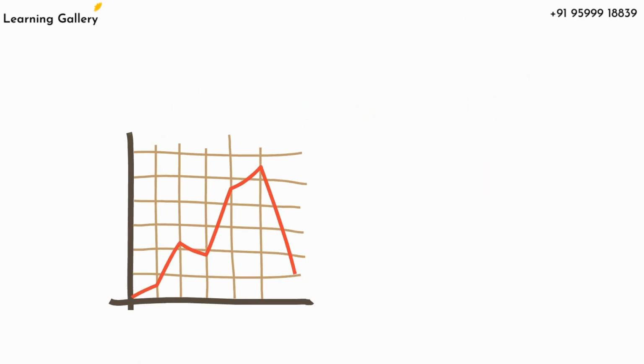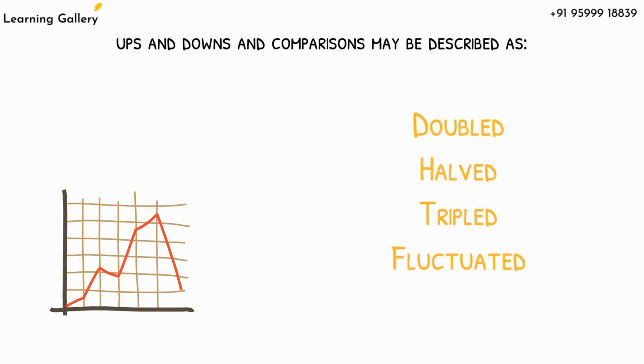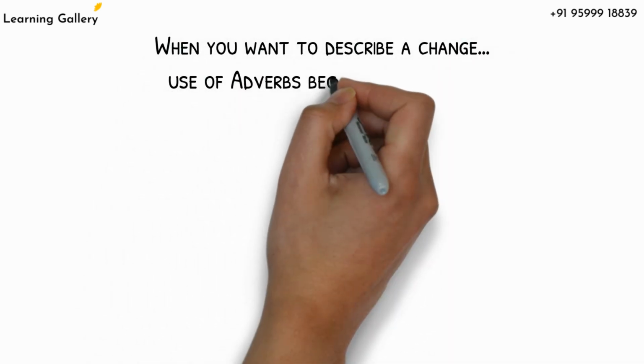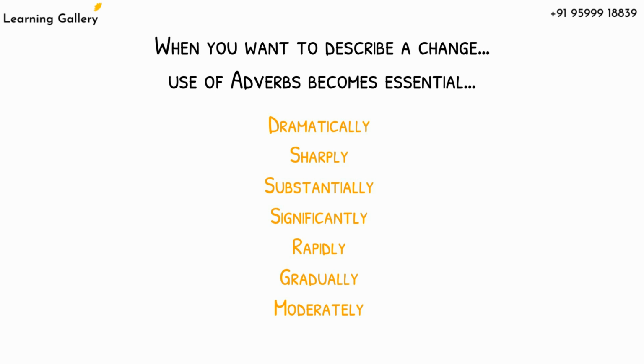Now, when the figures are stable, not showing any steep fall or rise during a period, then we may use verbs like: we can see no change, or the figures remain static or constant during the year 2020. Try using the other examples also mentioned here. Now, there could be ups and downs and comparisons. So you can describe them this way: the figures doubled or kept on fluctuating. Comparisons can be shown like: it doubled, it halved, tripled, and so on.